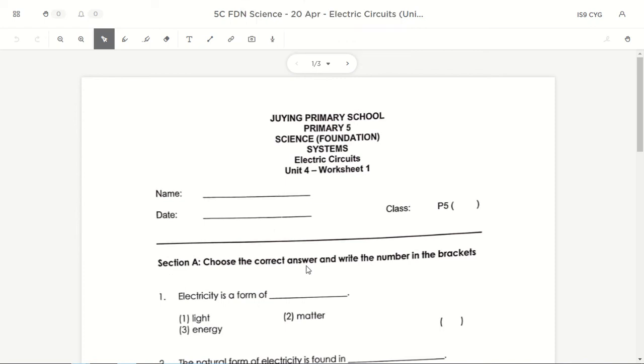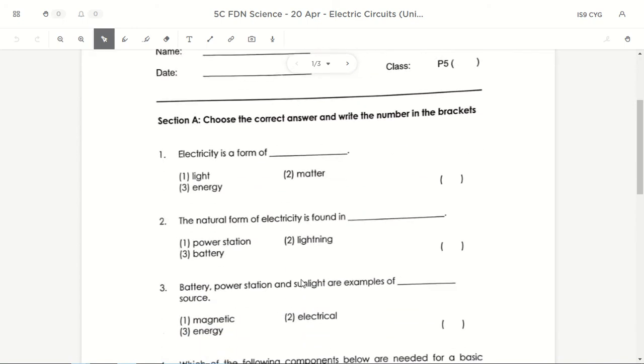I really need you to try. Don't just click on it, really try to answer the questions, because without you trying, I will not know whether you are learning or you are not learning. So let's start off with the first topical worksheet, electric circuit unit 4, worksheet 1, that looks like this. Yesterday's homework was to do question 1 to question 9, which is page 1 to page 3, which is not difficult, quite simple. Alright, so let's start.